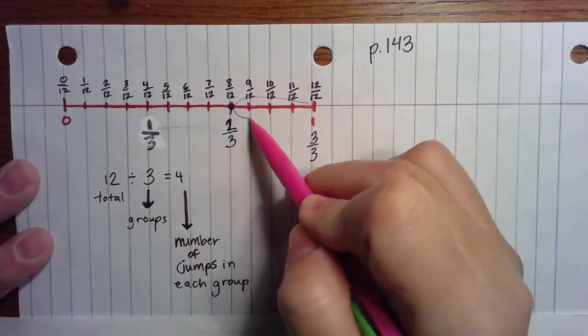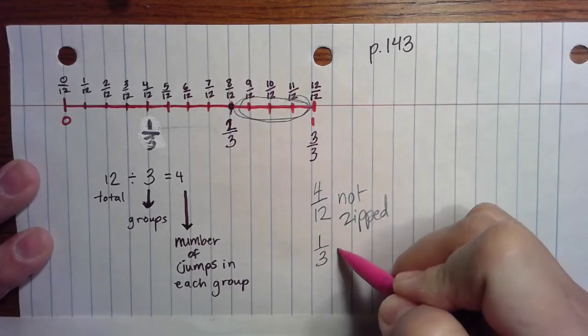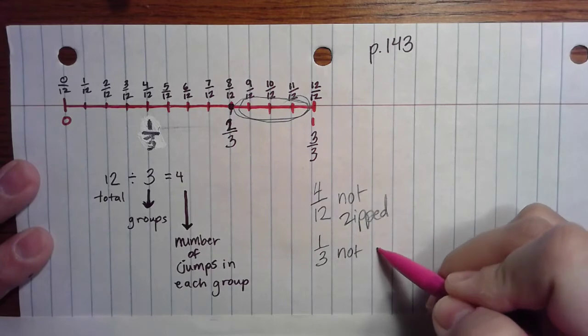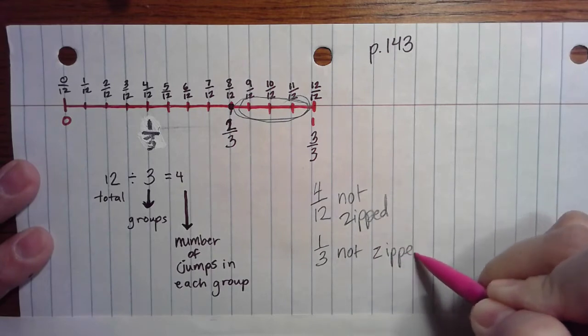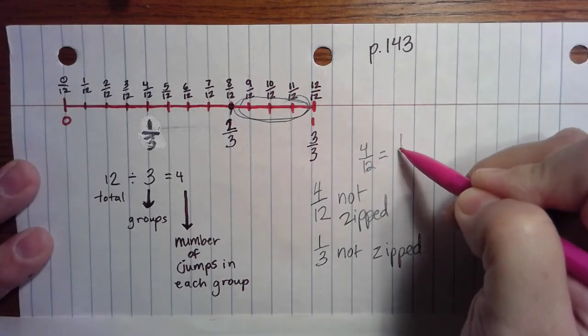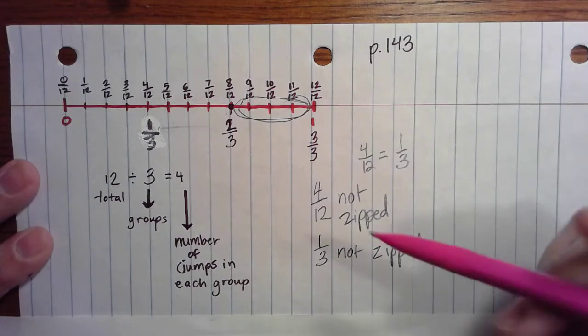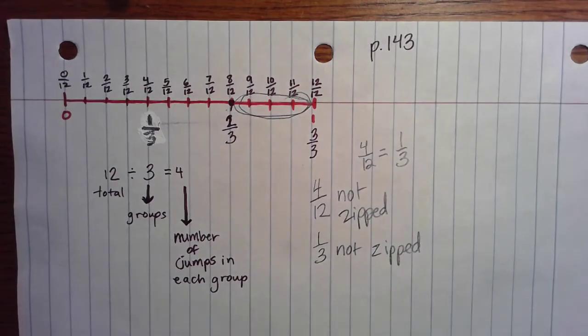Or we could also call it thirds. 1/3 is not zipped. And these are equivalent fractions. 4/12ths is the same as 1/3, and your number line shows that to you. Okay, so that was the application problem.